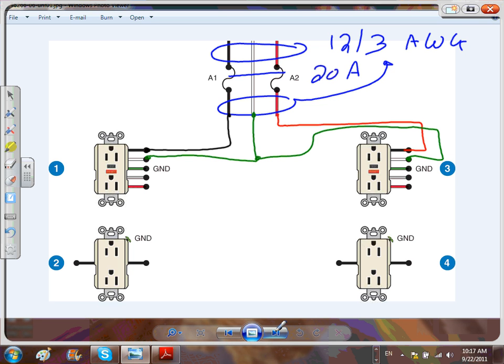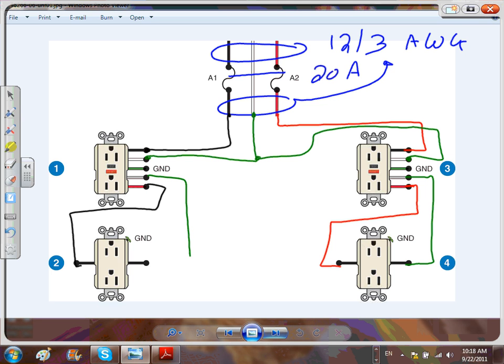Now, after that, I can go into my neutral. Here's my neutral, and grab it to the neutral side, no problem. And my hot, I use my hot here and grab it to this side. From here, I will grab my hot and go all the way to here, and my neutral all the way to here.